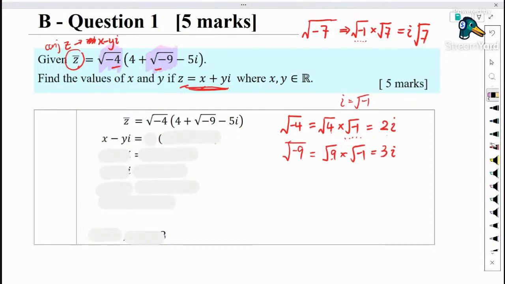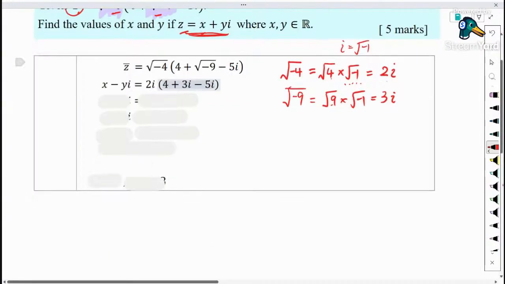Substitute square root of negative 4 to become 2i. Substitute square root of negative 9 to become 3i. We substitute the i terms first, substitute the square root of the negative terms to become i, and only then do we try to simplify our equation. So let us simplify the term inside the brackets. As we can see, inside the bracket we have two items: 3i minus 5i. The result is negative 2i. And the left-hand side still remains the same, x minus yi.